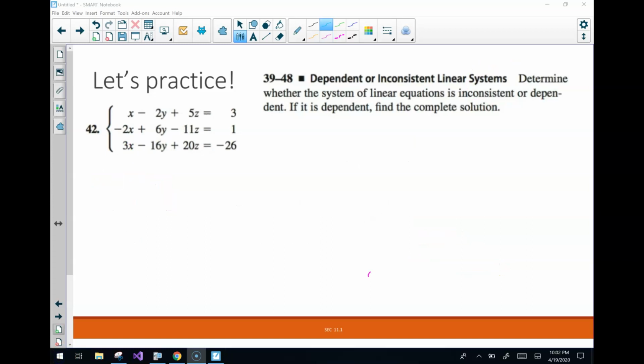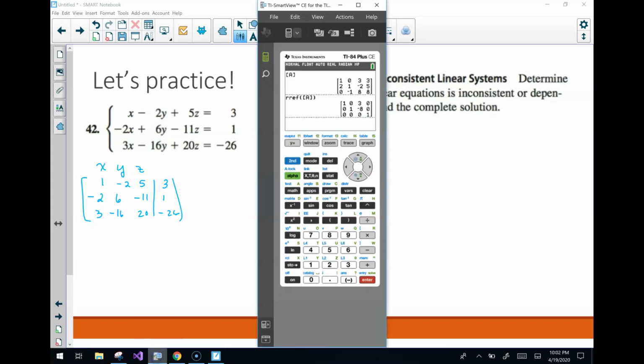Okay, so for our last example for this section, let's set up our augmented matrix. We're going to go ahead and write out coefficients for x, y, and z. We have 1, -2, 5. Other side of the equal sign, we see a 3. Row 2, or equation 2, is -2, 6, -11, and 1. Equation, or row 3, is 3, 16, 20, and -26. There's our augmented matrix. We're going to get this augmented matrix put into our calculator.